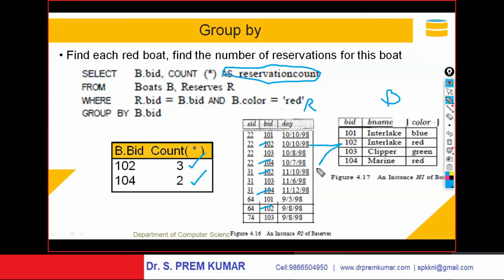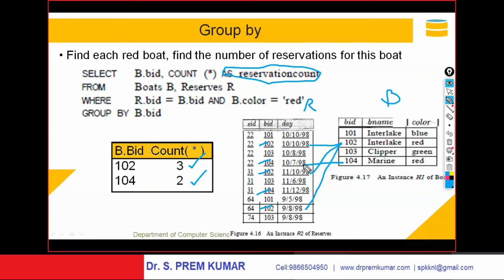This 102 gets connected with this 102, where R dot boat ID equals B dot boat ID. R dot boat ID and B dot boat ID should be the same, and B dot color should be red. Hence I'm picking up only red rows.